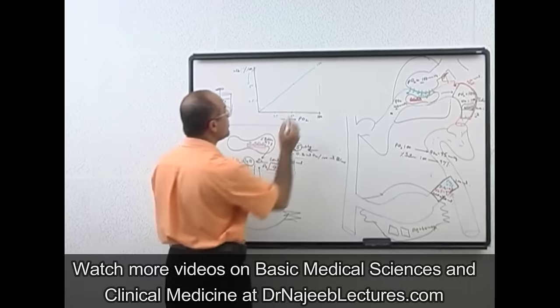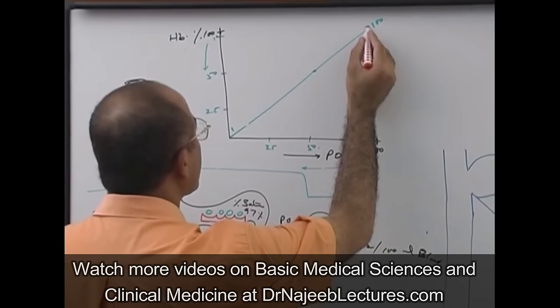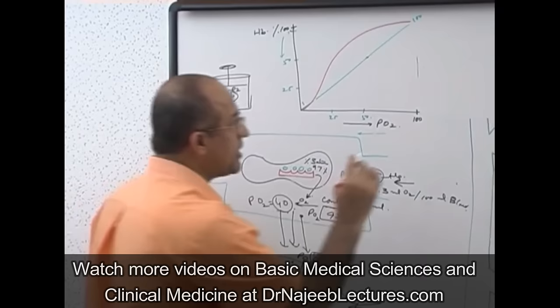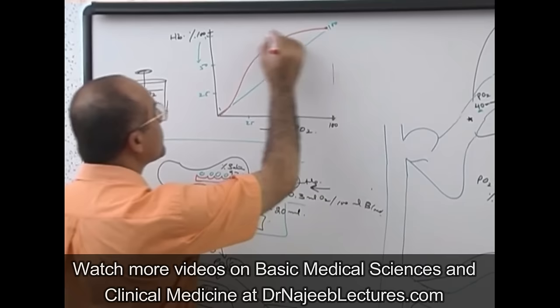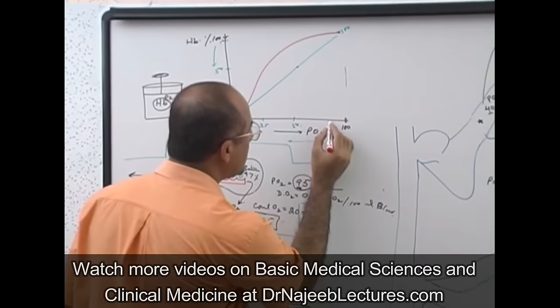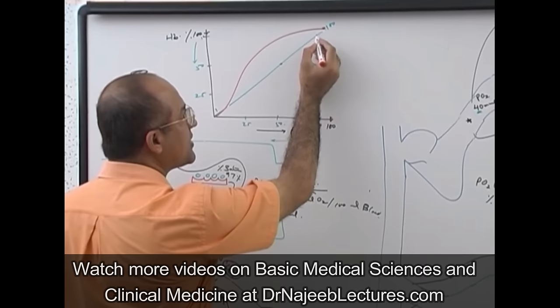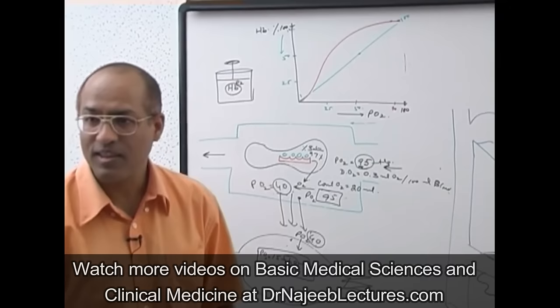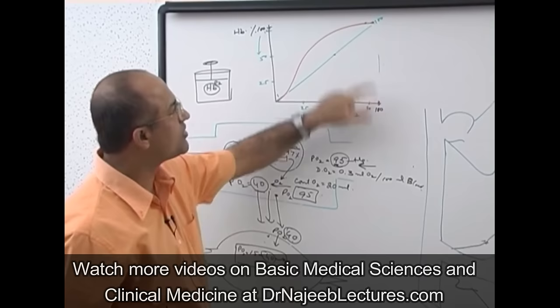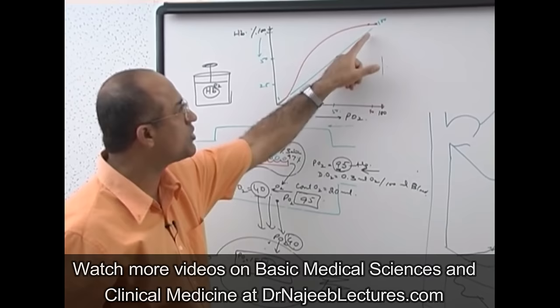I will explain. Now this is the normal curve. What does it mean? Let's study point by point. At the pressure of 100, it is saturated 100%. It's easy to understand. At pressure of 90, it should be saturated how much? 90%? No. It's still 99%. Now listen carefully. If it was a linear molecule, at pressure of 100, saturation should be 100. At pressure of 90, saturation should be 90. At pressure of 80, saturation should be 80. But it is not like that.